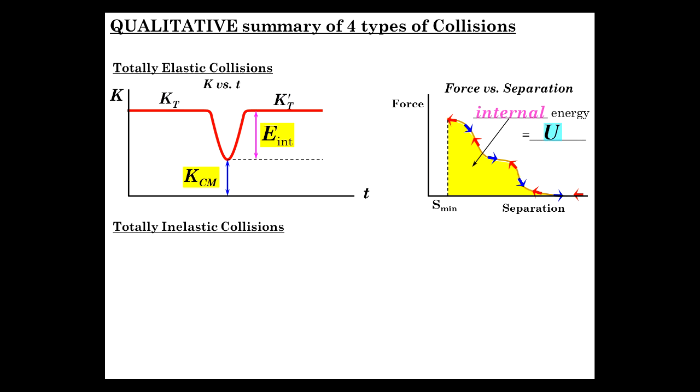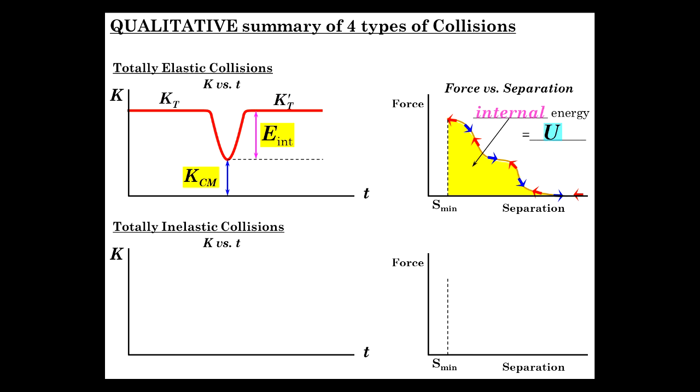All right. Now let's consider total inelastic. So we have our K versus T graph, force versus separation, and this time we'll show the force separation curve being the same. And as they collide, it once again diminishes the separation to the minimum, but in a totally inelastic collision, there's a major difference.